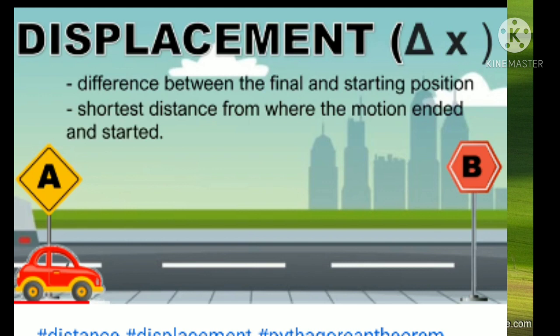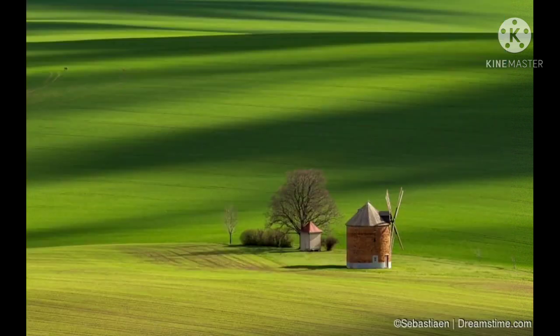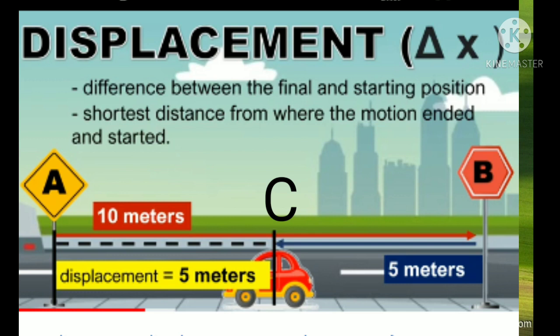Okay, the shortest distance between the 2 points is called the displacement. Now look at this picture. The car travels from the point A to B. So the total distance or displacement from A to B is how many meters? 10 meters. Okay, from A to B the displacement of the car is 10 meters.